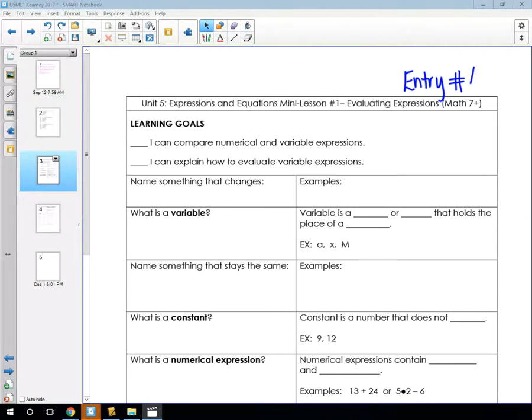Okay, so our learning goals for today: before we leave today, I want you to be able to tell me what numerical and variable expressions are, and then be able to explain to me how to evaluate them. Okay, so we're going to dive right in with some vocabulary.